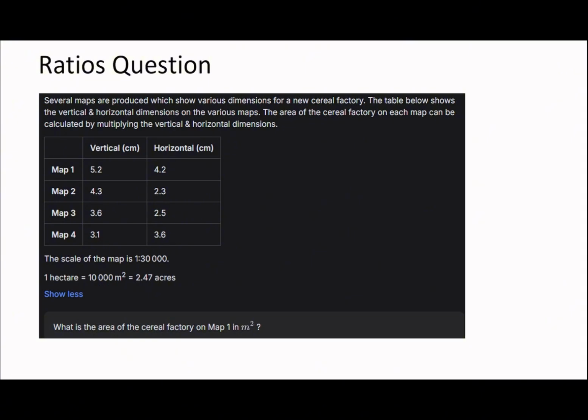What is the area of the cereal factory on map 1 in meters squared? Okay, so what's the area of the cereal factory? Remember what I said, the scale of the map is 1 to 30,000. The area on the map is 5.2 centimeters times 4.2 centimeters. To make my life easier, I'm going to convert it into meters, because I'm going to need meters squared eventually.